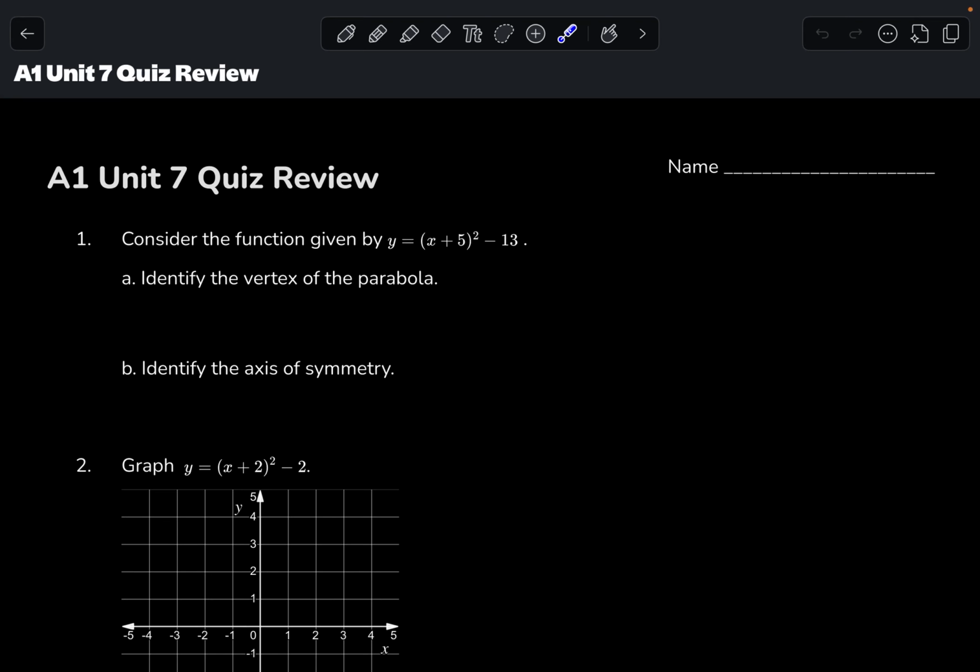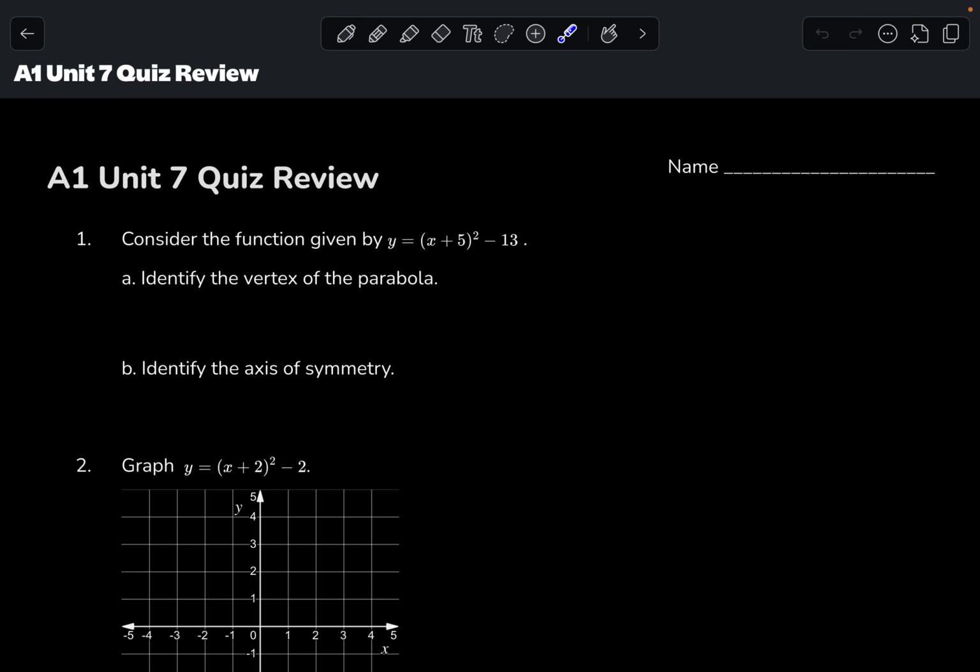So it's easy. Remember, your x is a liar, so your x value of the vertex, or your axis of symmetry, is going to be x equals negative 5. The y value of the vertex is going to be negative 13. So the vertex of the parabola is going to be at negative 5, comma, negative 13.